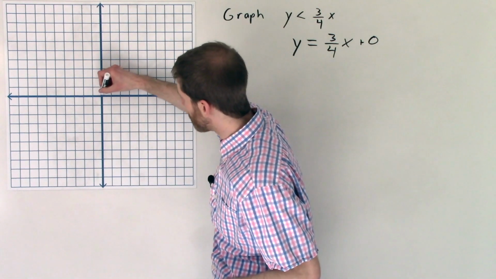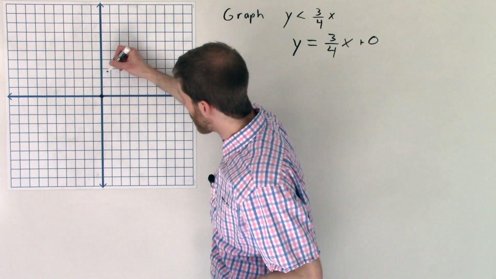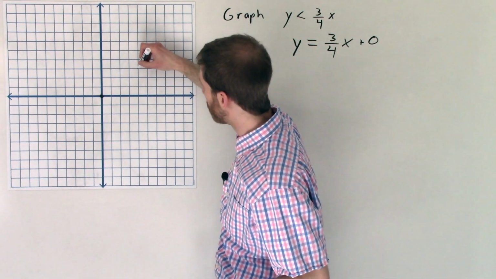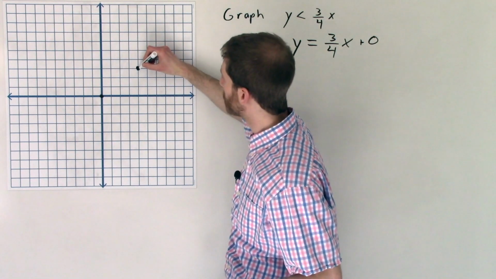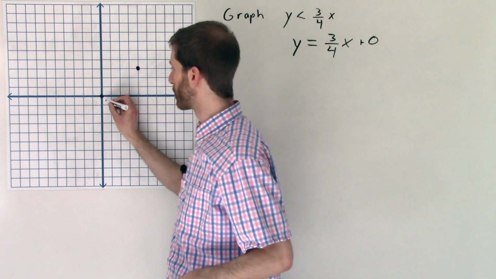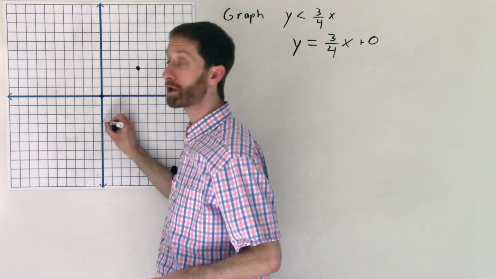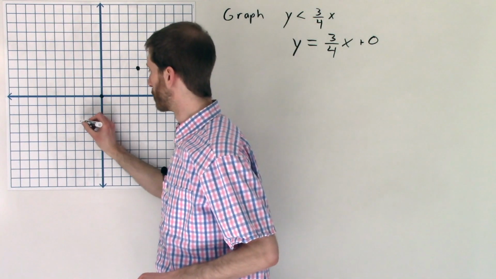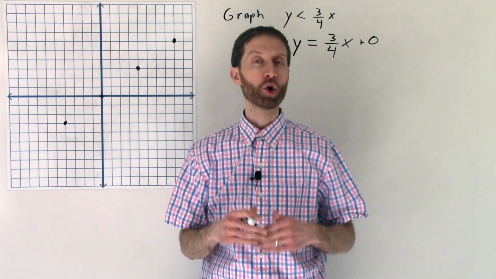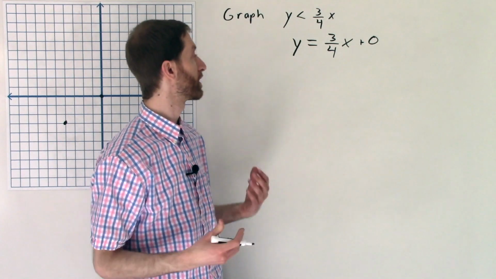So our y-intercept of 0, right there. And then we're going to rise up 1, 2, 3 over 1, 2, 3, 4. Perfect. Rise 3, 1, 2, 3, run 1, 2, 3, 4. And let's do one more in the other direction just for fun. Down 1, 2, 3 over 1, 2, 3, 4. Beautiful. Now, before we draw in our boundary, we need to make sure that it's either dotted or solid.